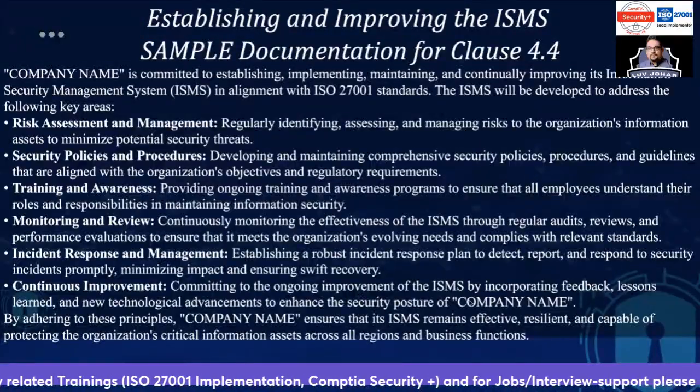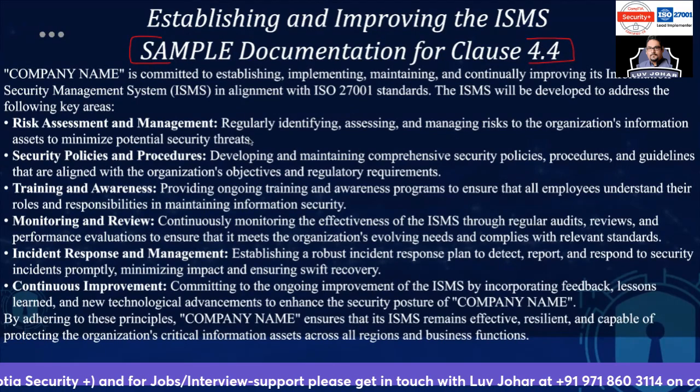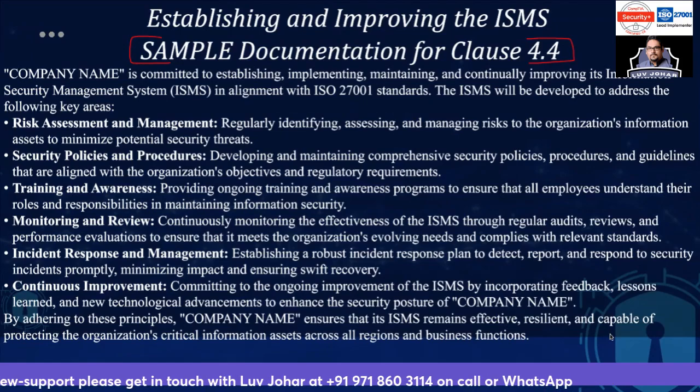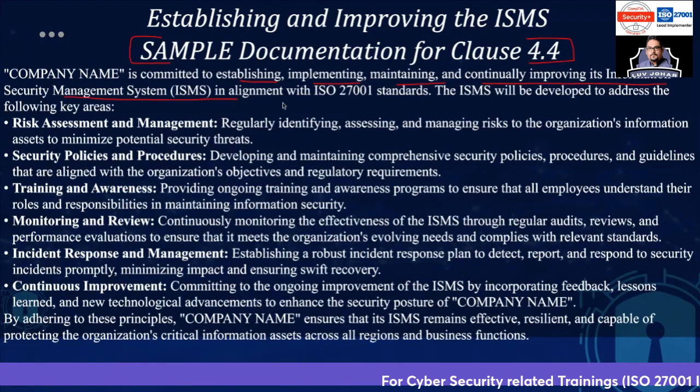So here, as always, is a sample for you, where we have sample documentation for clause 4.4. You can have it and take it as a reference directly. Also, you can implement it in any company, as is, if you want. So, for example, the company name is committed to establishing, implementing, maintaining, and continually improving its information security management system in alignment with the ISO 27001 standard.